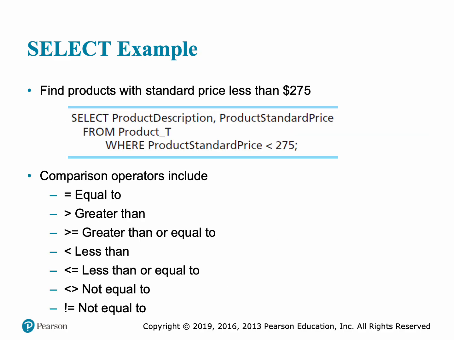The where clause includes one or more conditions. A condition is a test that for each row in the table is either true or false. Only those with true results are permitted in the result set of the query. Select product description and product standard price from product T where product standard price is less than 275. This is an example. The comparison operators include equal to, greater than, less than, greater than or equal to, less than or equal to, and not equal to.